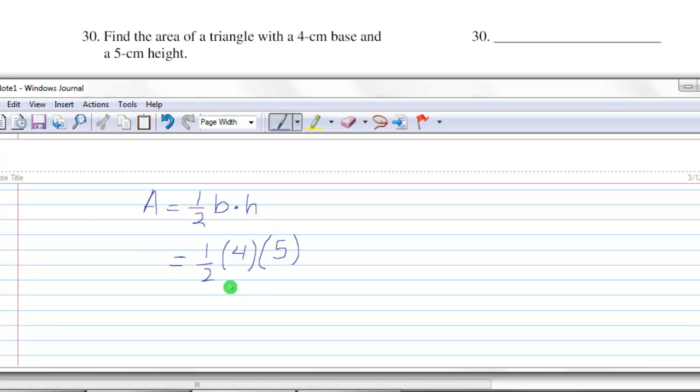And because we can multiply these 3 numbers in any order, I'm going to go ahead and multiply the 4 times 5 first. That's going to give me 20, and I know that 1/2 times 20, or half of 20, is 10, and our units are square centimeters. So 10 square centimeters.